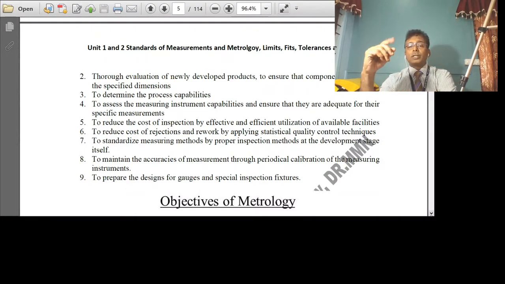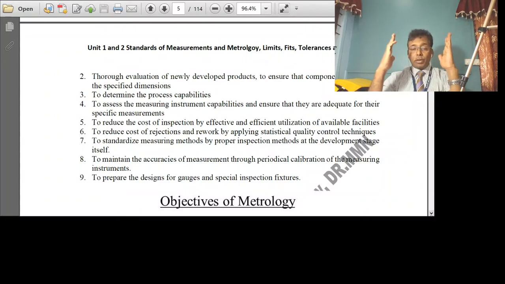To assess the manufacturing instrument's capabilities and to ensure that they are adequate for their specific measurement. To reduce the cost of inspection. To reduce the cost of, one is rejection, another is rework.